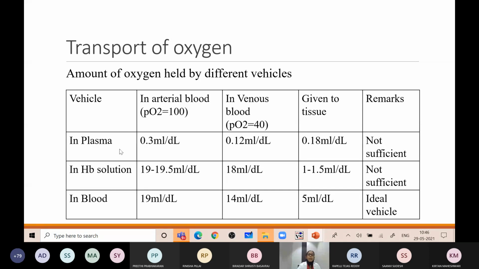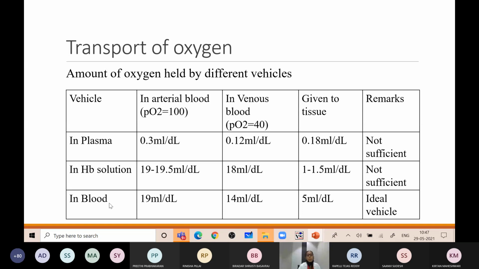So this much is not sufficient. In plasma or in dissolved form, in arterial blood it will be this much, in venous blood it will be this much. So what is given to the tissue is this minus this, 0.3 minus this, and it is not sufficient. Combined with hemoglobin, in arterial blood 19 to 19.5 ml per dl of oxygen is carried, and in venous blood it is around 18 ml per dl. So what is given to the tissue is around 1 to 1.5 ml per dl. This is also not sufficient.